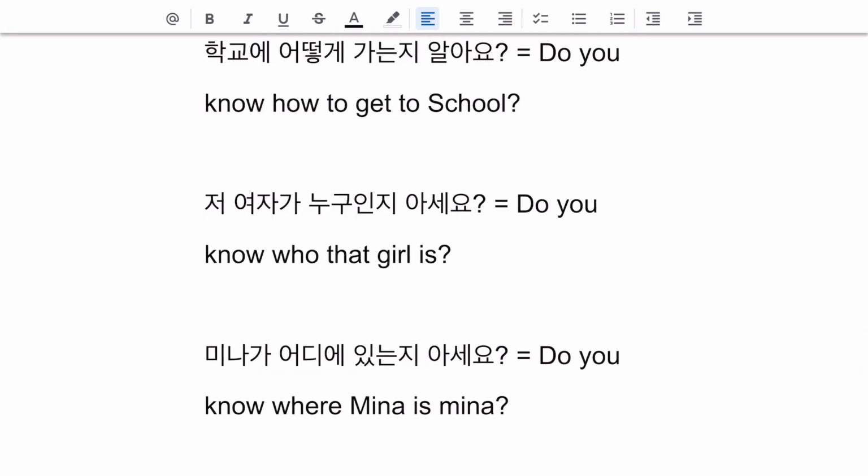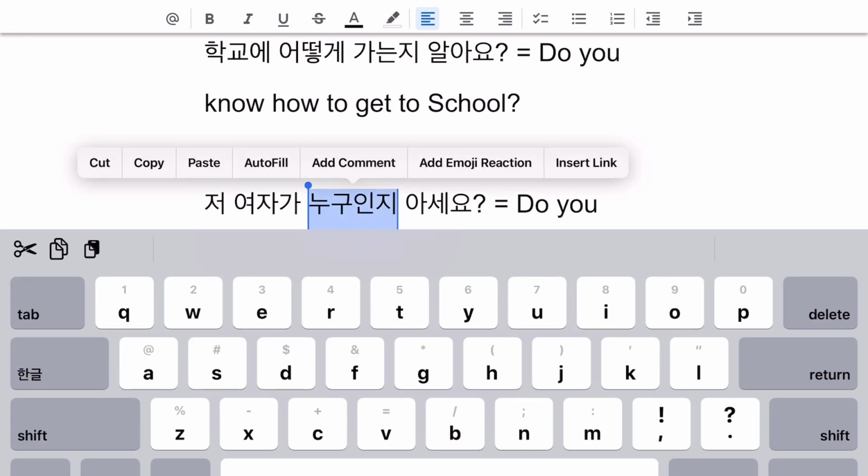Do you know who that girl is? 저 여자가, that girl or that woman over there, 저 여자가 누구인지 아세요? 누구인지 알아요? Do you know who that girl is? And you could do the reverse. Also, you can do 모르다. So you can say, I don't know who that girl is. 저 여자가 누구인지 몰라요. 저 여자가 누구인지 모르겠어요.